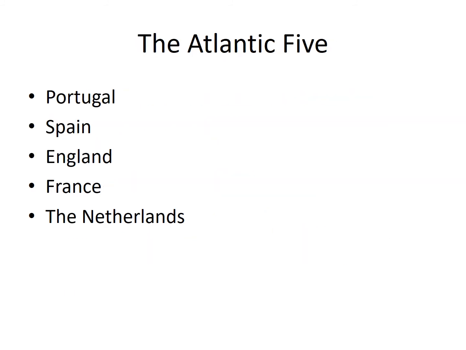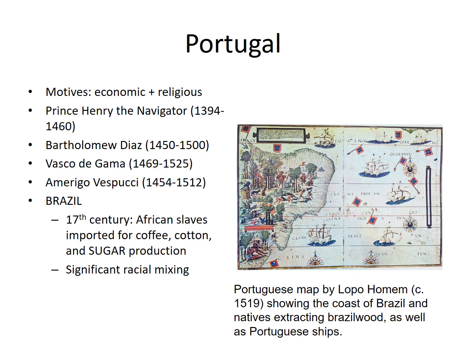The Atlantic Five, meaning the five nations that dominate the Age of Exploration in the 16th century, it starts with Portugal and Prince Henry the Navigator, then moves on to Spain, okay, Ferdinand and Isabella, England with King James the First, France, and then the Netherlands. Portugal. Motives, of course, were economic, primarily, but also religious.